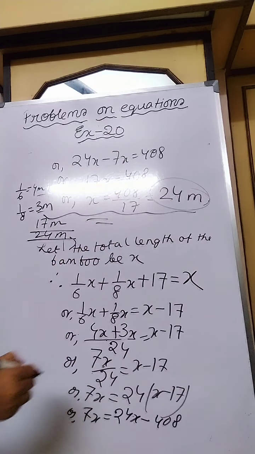The original length of the bamboo was 24 meter, and that's how you will solve the sums.